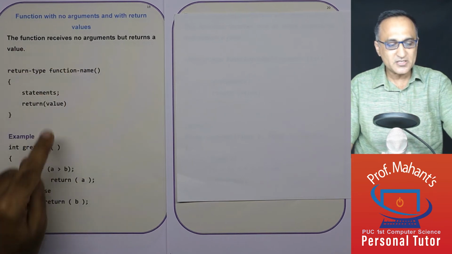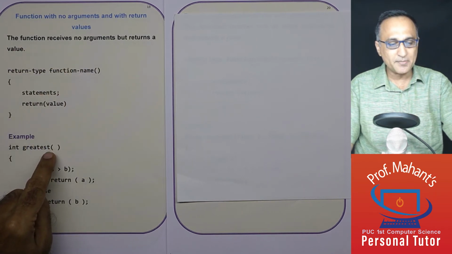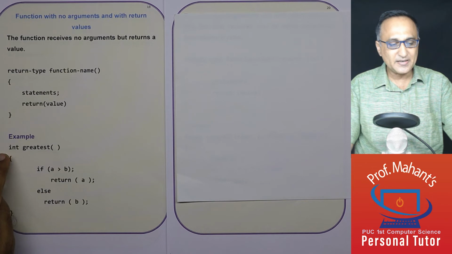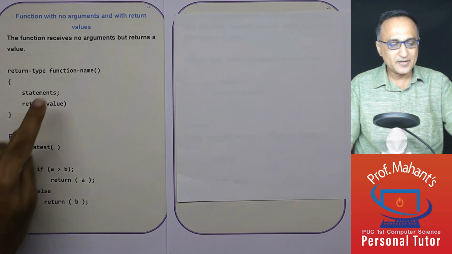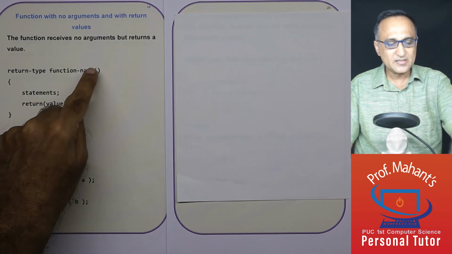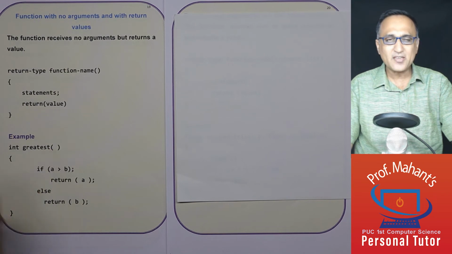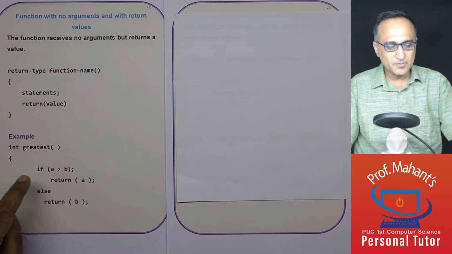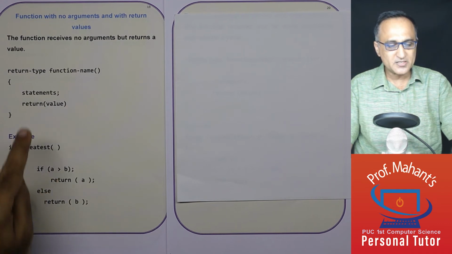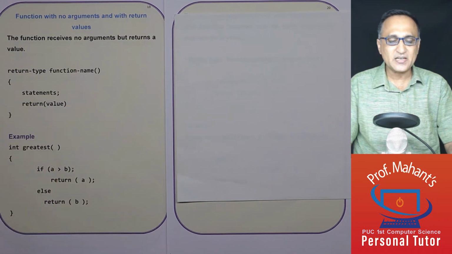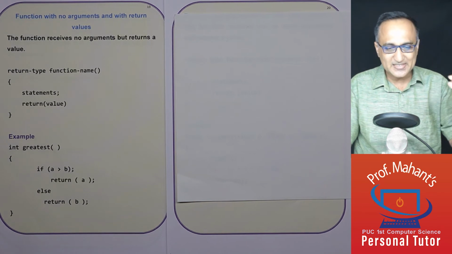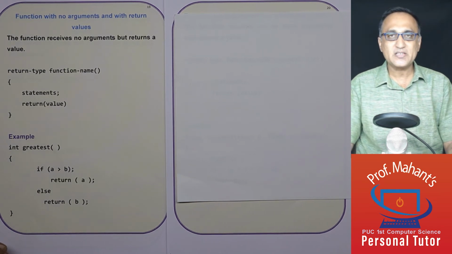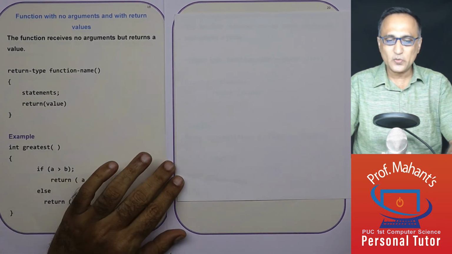So the function receives no argument. That's why it is void or empty. Return type is int. Name is greatest. This is blank. In the blank you can put void if you want. You can also leave it, it's automatically void. Statements: so this if and all are statements. Return: I am returning a single value. So this is an example of a function with zero arguments but a return value.